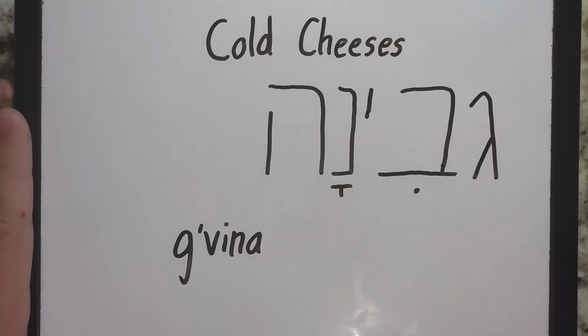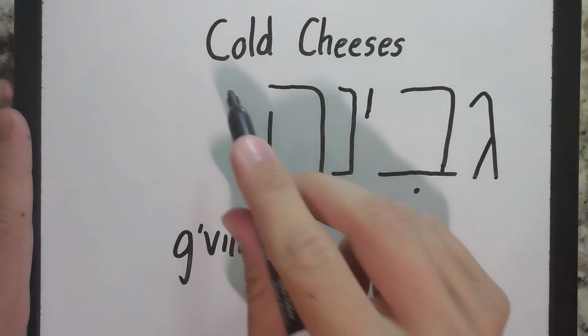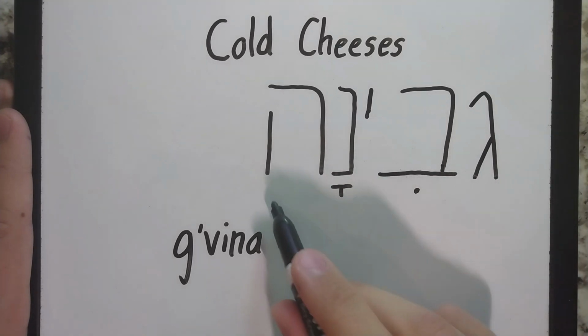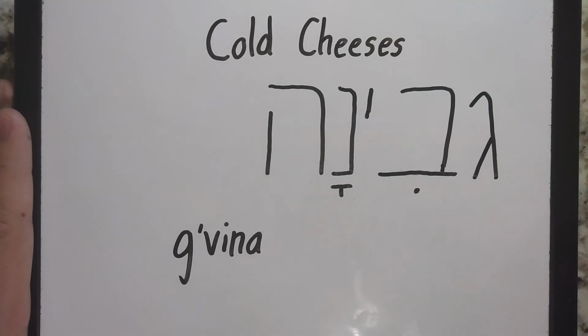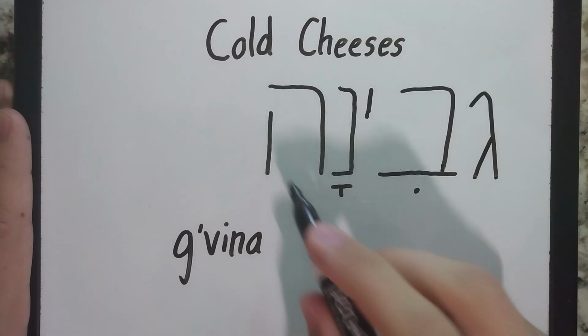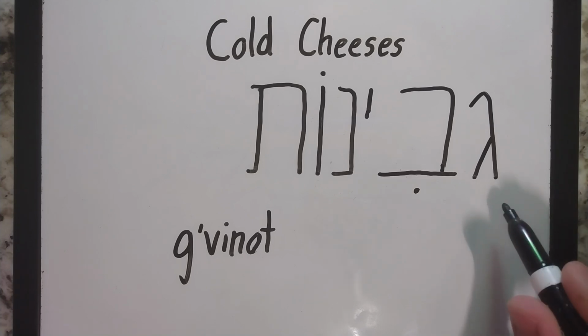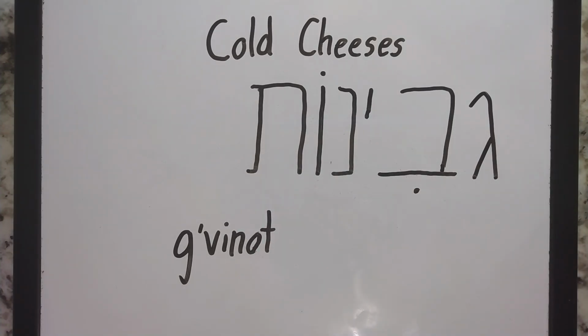Let's use the same structure with a few more nouns and adjectives. To say cold cheeses in Hebrew, we first will say the word cheeses, which is the noun, and then we'll say the word for cold, which is the adjective. So here we have the word gavina, which is the singular cheese, and to make it plural, we will take off this a ending and replace it with an ot ending. Remember, the a ending is a feminine singular ending for the singular cheese, and the ot ending is the feminine plural ending, which is what we use for the plural cheeses. So gavinot is the plural cheeses.